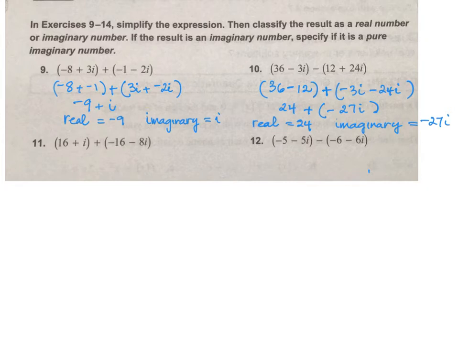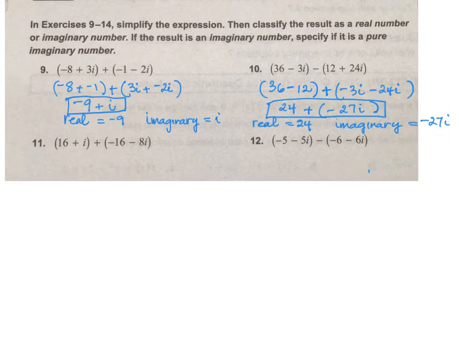So let's review. Our complex number answer is -9 plus i. If we separate them apart, -9 is the real part, and the imaginary part is i. The answer, when we simplify, is the complex number 24 plus -27i. When we separate them, we get the real part, which is 24, and the imaginary part is -27i.